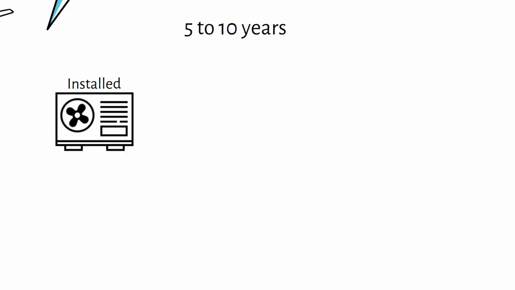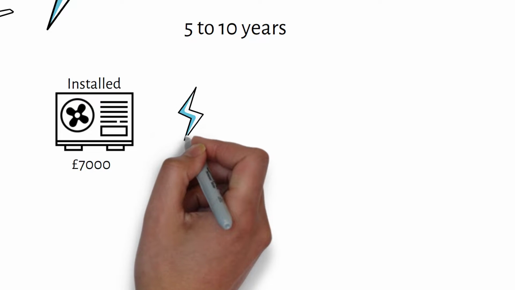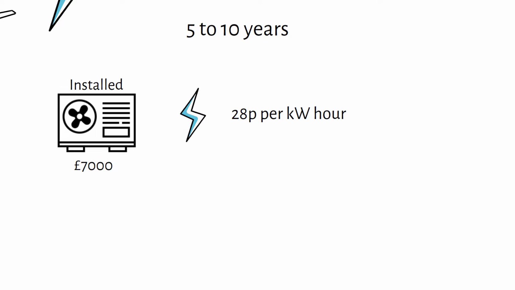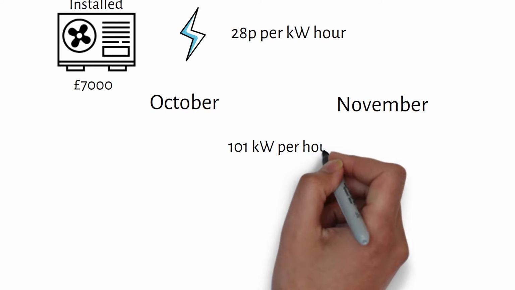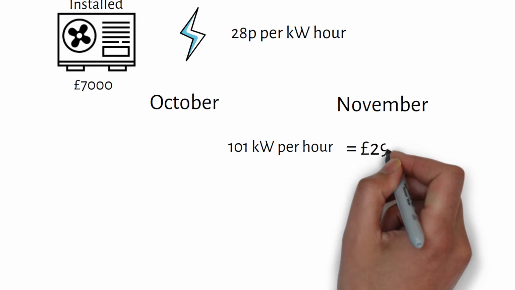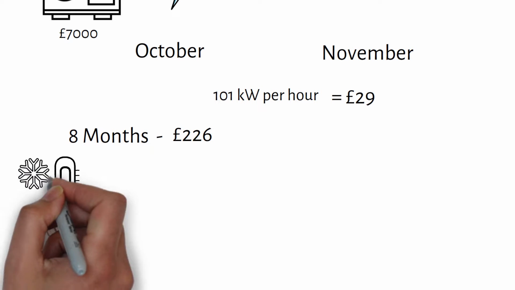Bob has just had his air source heat pump installed for a total cost of £7,000. His electricity rate is 28p per kilowatt hour. Between October and November this year, he has used 101 kilowatt hours, which accounts to £29. Over 8 months, Bob has paid, or will pay, £226.